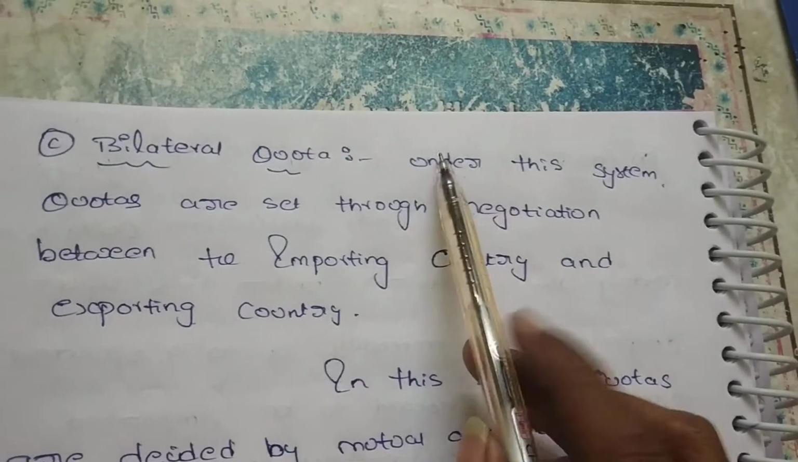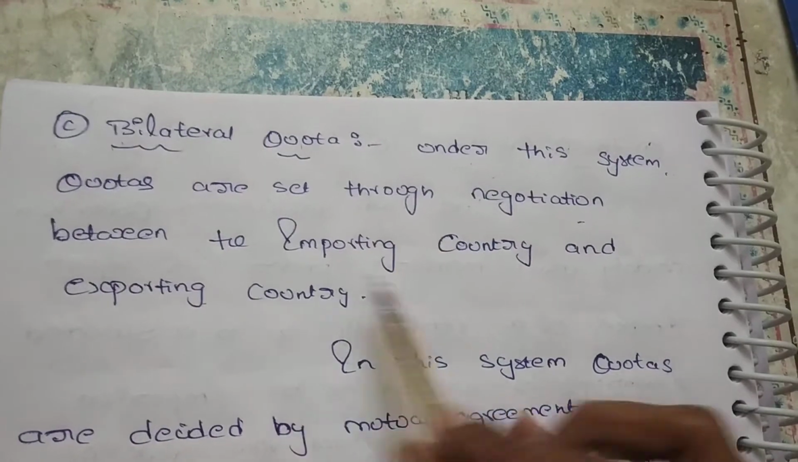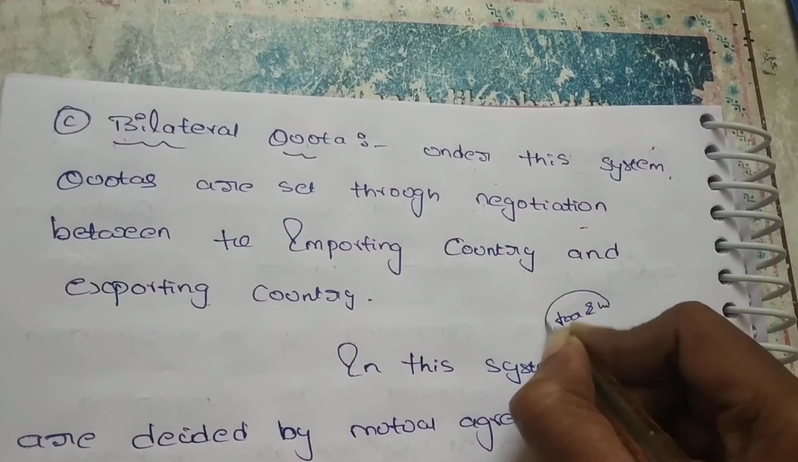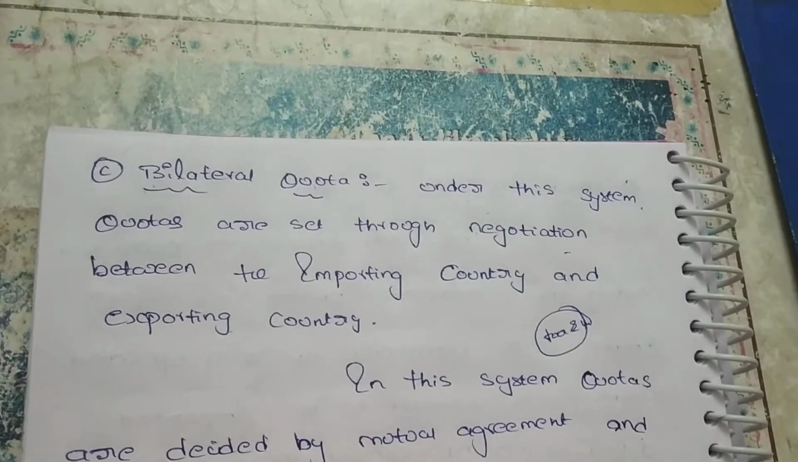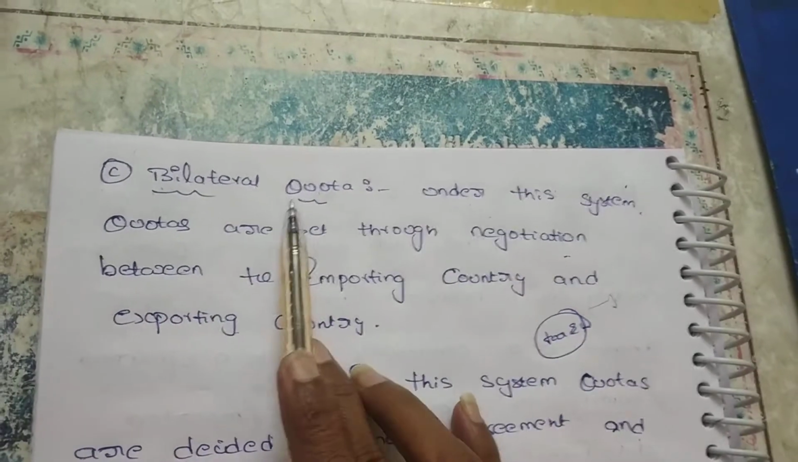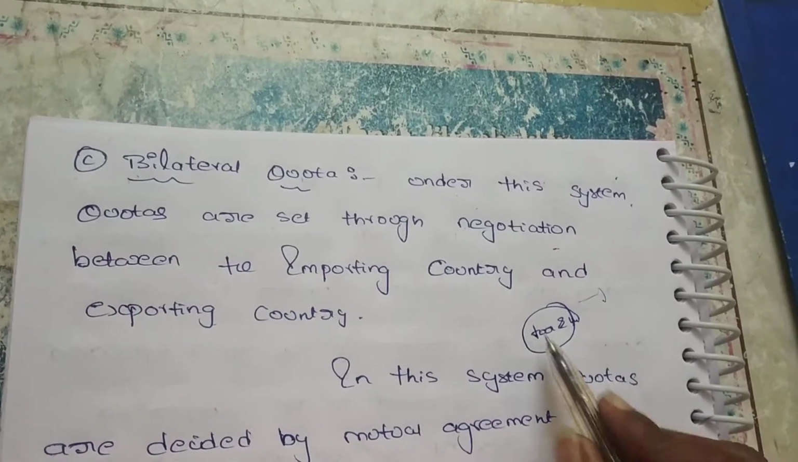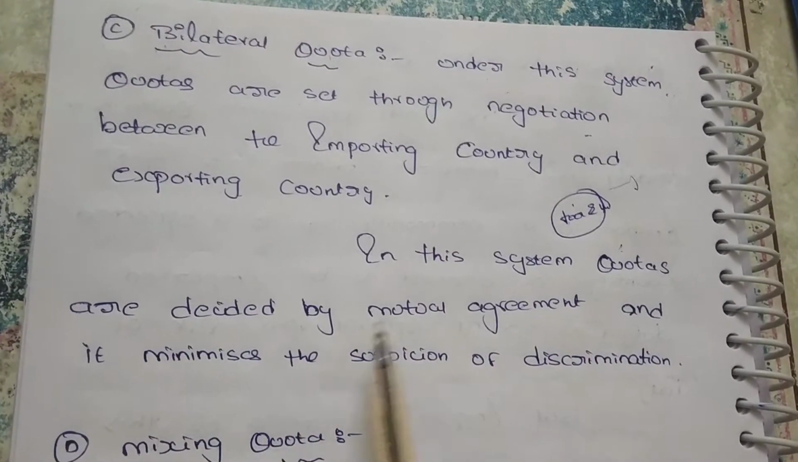But bilateral quota, under this system, quotas are set through negotiations between the foreign country and the home country. Why can you say this? Unilateral quota means only we are importing the goods, so we can negotiate only with the home country. But bilateral quota means we are exchanging goods, meaning exports and imports. So there is a trade negotiation between both the importing country and the exporting country. In this system, quotas are decided by mutual agreement.